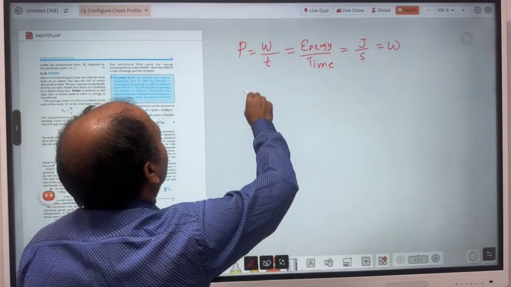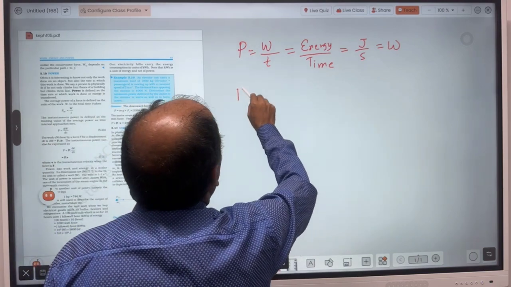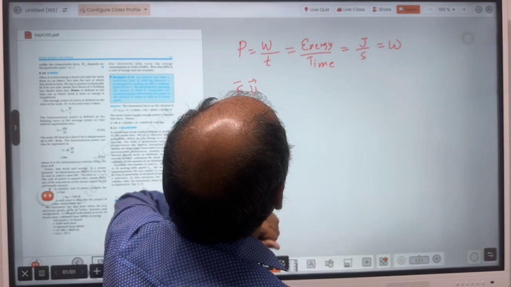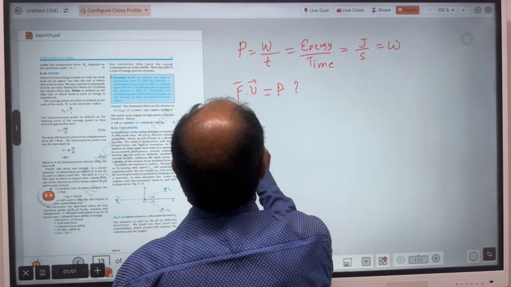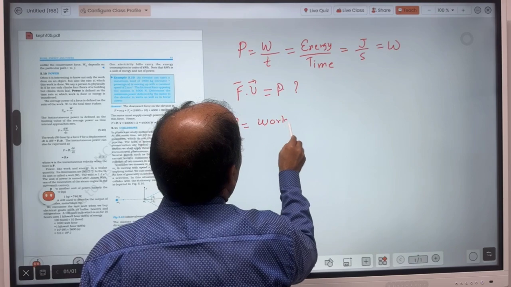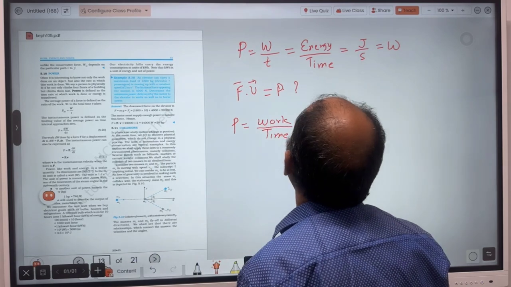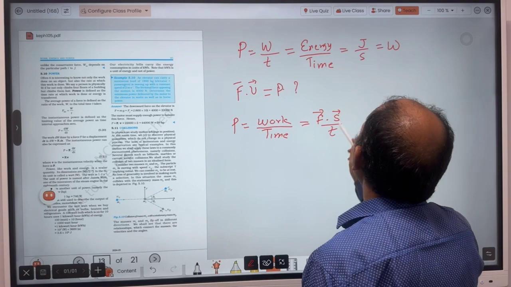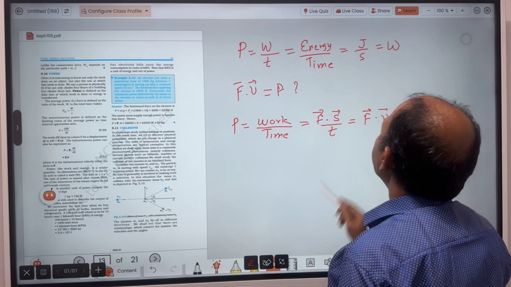Now there is the dot product of force dot velocity, and we will see that this gives power. So let's see how. Power, we can write, is work divided by time, and we know that work is a dot product of force and displacement. So force dot displacement divided by time, and s upon t is velocity. So force dot velocity.